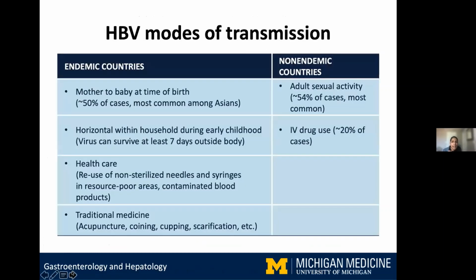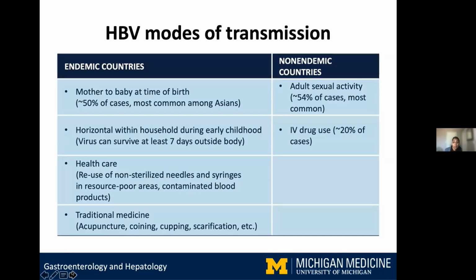treatment. And in terms of the major modes of transmission, mother-to-child transmission remains a very, very common cause of transmission. So more than 50% of cases globally are from mother to child transmission. Also horizontal within the household during early childhood, when the immune system of children is not yet mature enough to have high rates of clearance spontaneously.